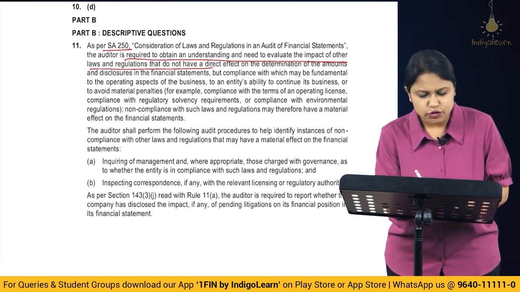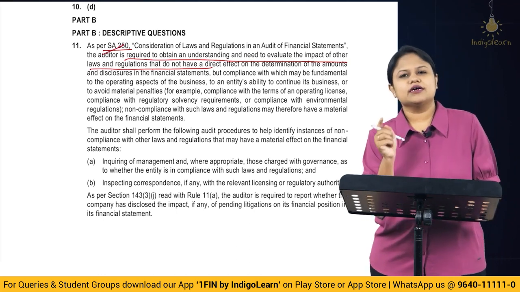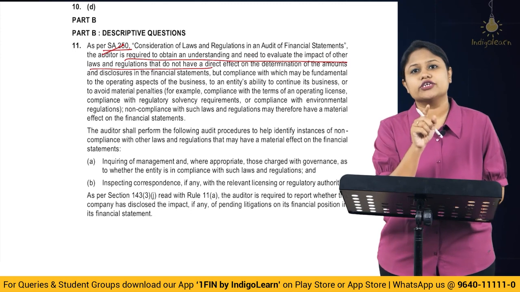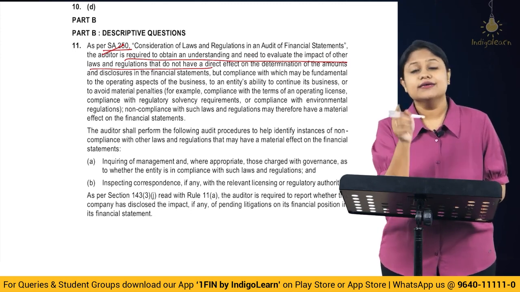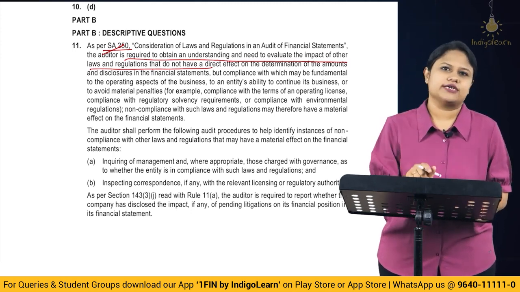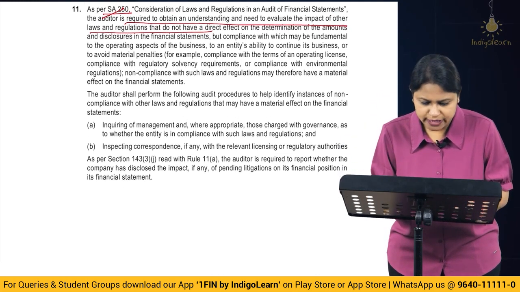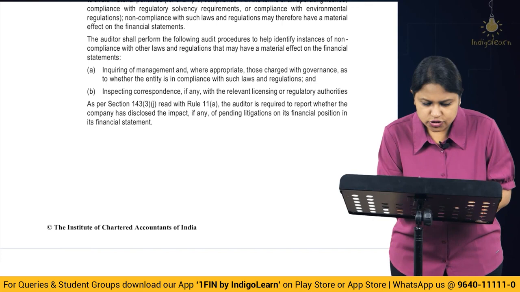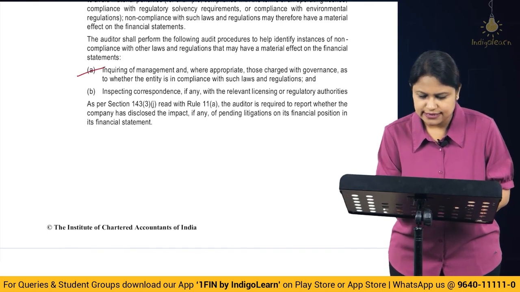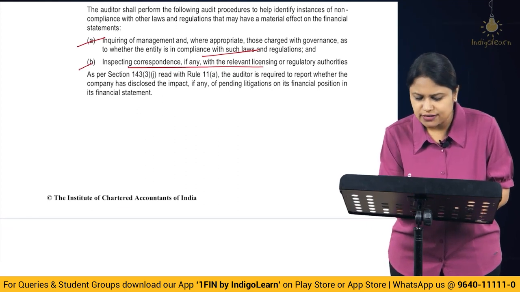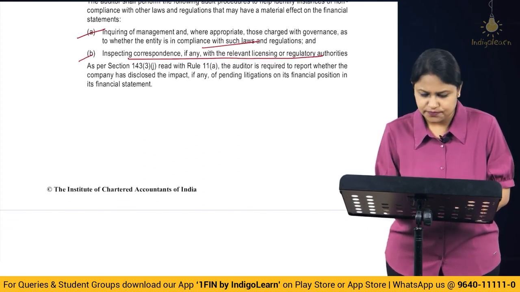And we have studied as per SA 250 that whenever there is non-compliance with laws and regulations, and if that non-compliance has an impact on the financial statements, definitely it is the consideration of the auditor. Correct? And here it definitely is having an impact. So the auditor has to obtain an understanding of the same. The auditor will inquire with the management and the TCWG as well with regard to the compliance with such laws and regulations, and also inspect the correspondence with the regulating and licensing authorities.